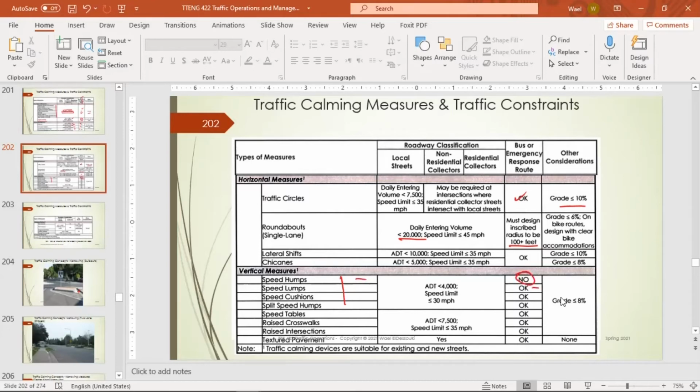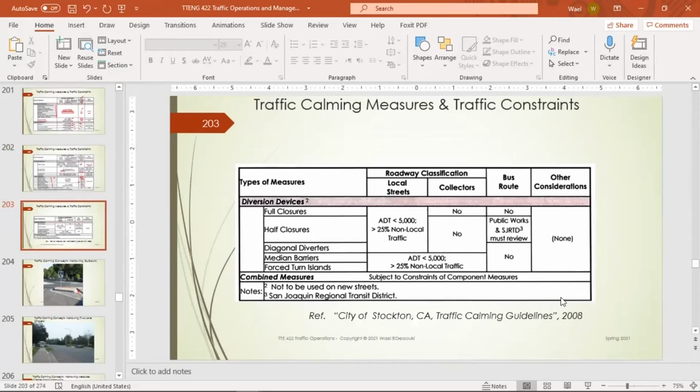But speed cushions and split speed humps are okay. Speed tables, this is the volume criteria, and speed tables, raised crosswalks, raised intersections, all are similar sort of. But here it says that the average daily traffic volume is less than 7,500, and it's okay on emergency routes and buses. And similar here also. We're going to skip this one.